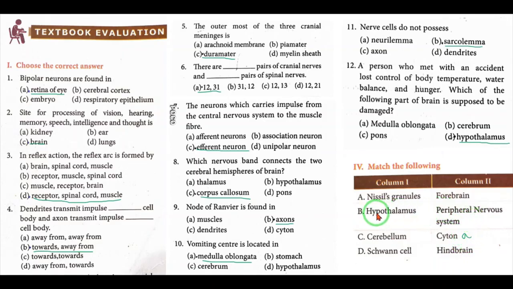Number 2. Hypothalamus. Answer is forebrain. Then C, cerebellum. Answer is hindbrain. Then D, Schwann cell, the last one. Schwann cell, peripheral nervous system.